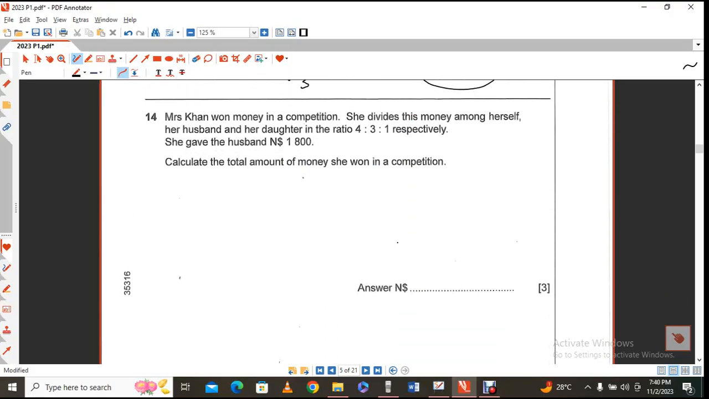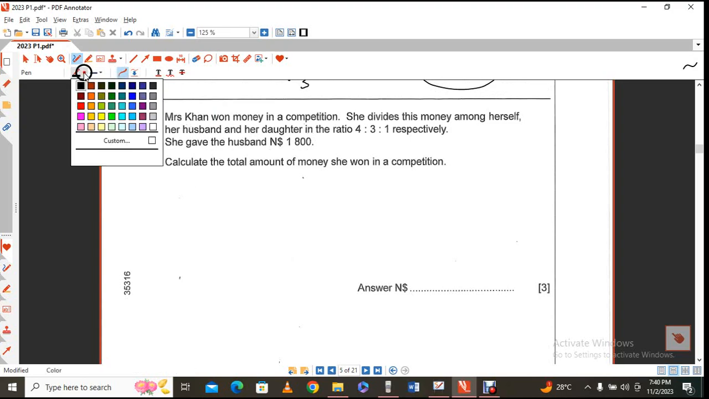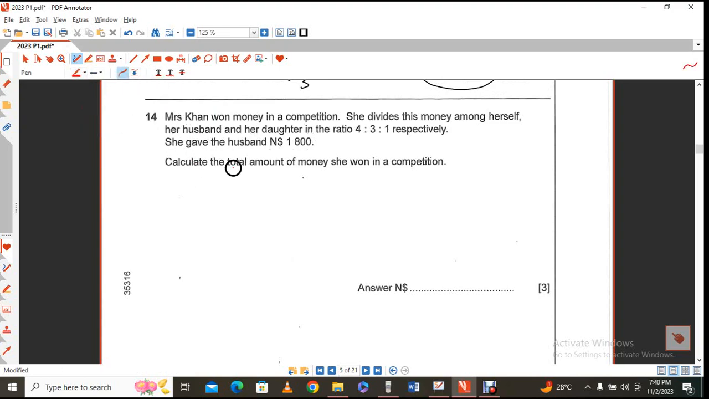Question 14. Mrs. Khan won money in a competition. She divides the money among herself, the husband, and the daughter. The wife gets the bigger portion, 4 out of the parts. If you add the total parts, it is 8: 4 plus 3 plus 1 is 8. So the husband gets 3 out of the 8 parts, and the daughter gets 1 out of the 8 parts.